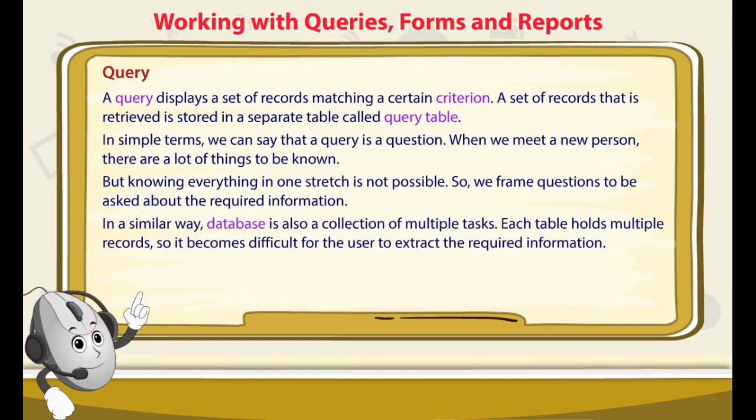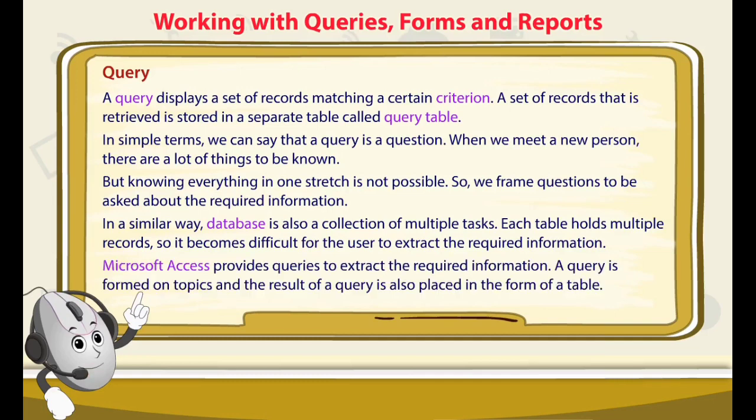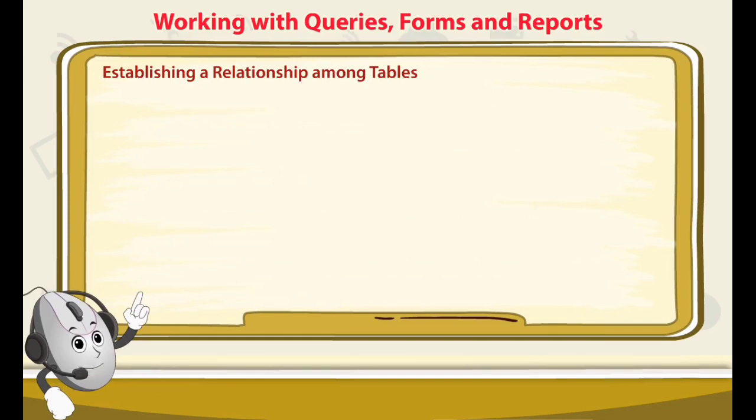In a similar way, a database is also a collection of multiple tables. Each table holds multiple records, so it becomes difficult for the user to extract the required information. Microsoft Access provides queries to extract the required information. A query is formed on tables, and the result of a query is also placed in the form of a table.